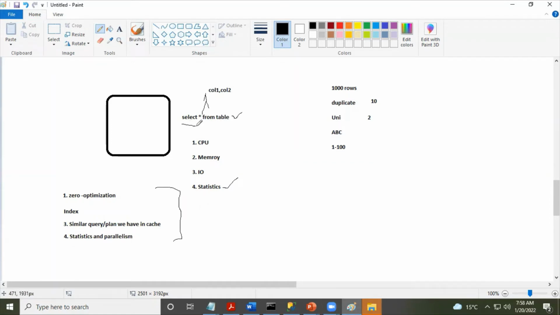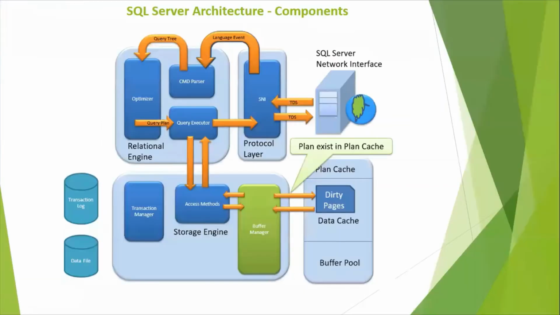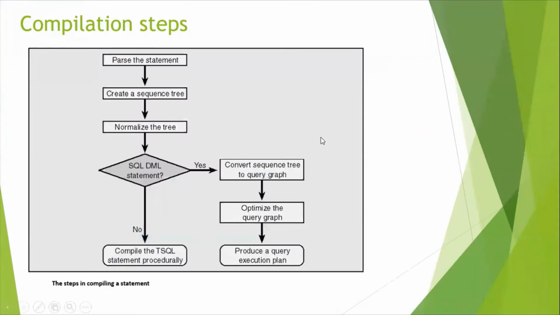So this is a simple select statement. It is a trivial plan. It will be generated, and we don't have any optimization. It is just a simple zero based optimization, and the optimizer will generate a plan for this query. This is a high level overview of how it looks. For example, these are the compilation steps: how the compilation happens whenever you execute a query.